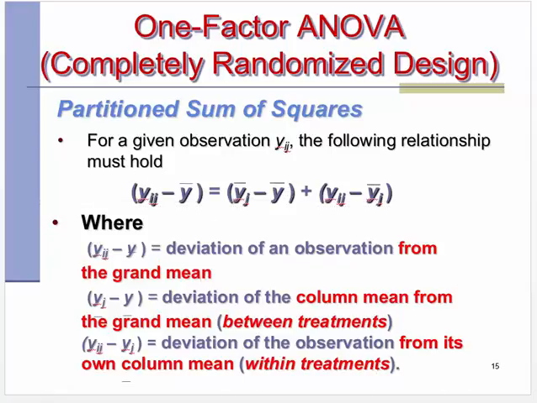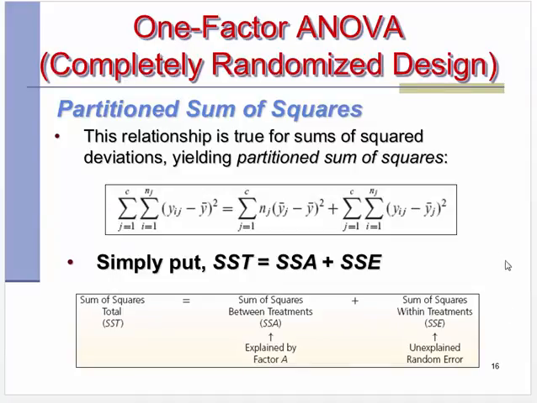Now why are we doing that? We're doing that because this relationship also holds true for sums of squared deviations, yielding partitioned sum of squares. The sum of squares of yij minus y bar, squared, can also be written in two parts. This part here is between groups, and this part here is within treatment groups.